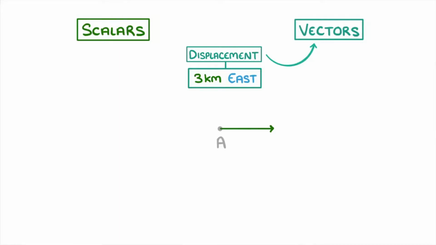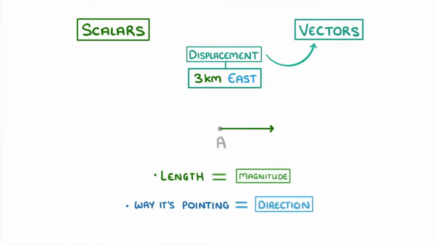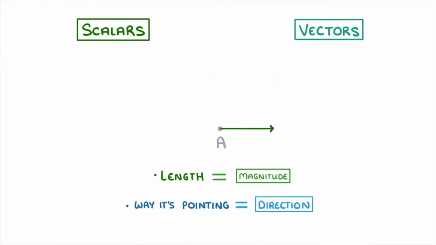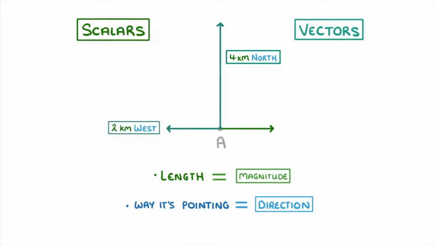In order to represent vectors, we use arrows, with the length of the arrow indicating the magnitude of the vector, and which way it's pointing indicating the direction. So 4 kilometers north would look like this, whereas 2 kilometers west would be like this, because it's pointing to the left and it's only half the size of the 4 kilometer one.